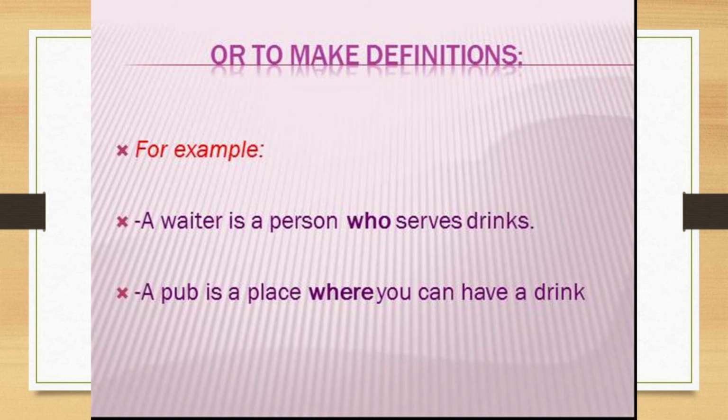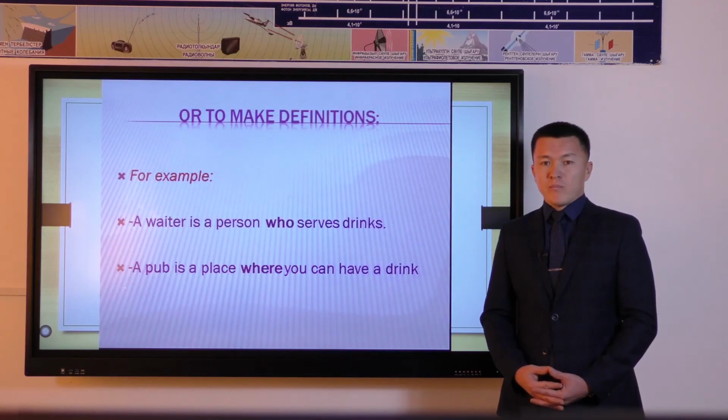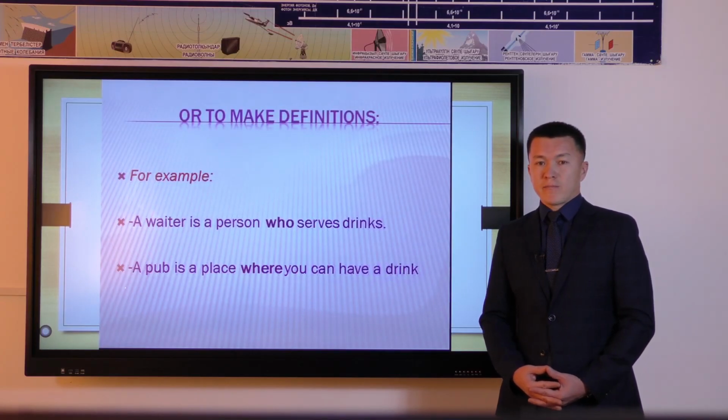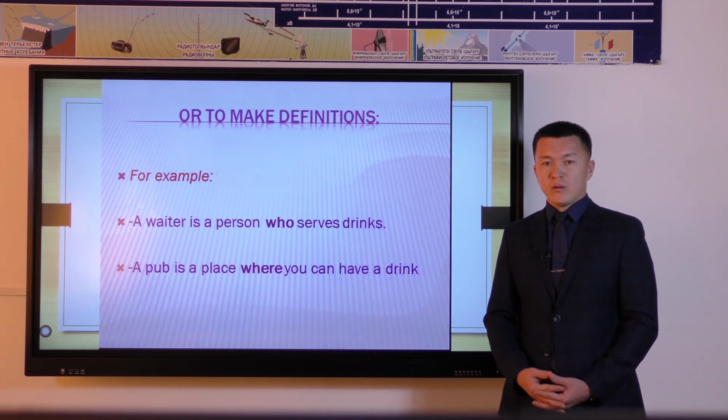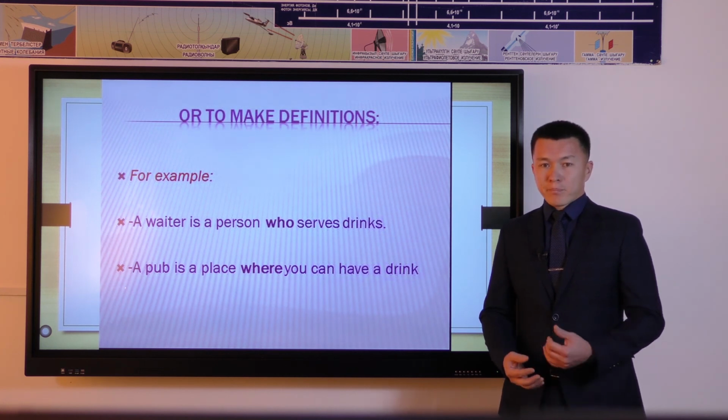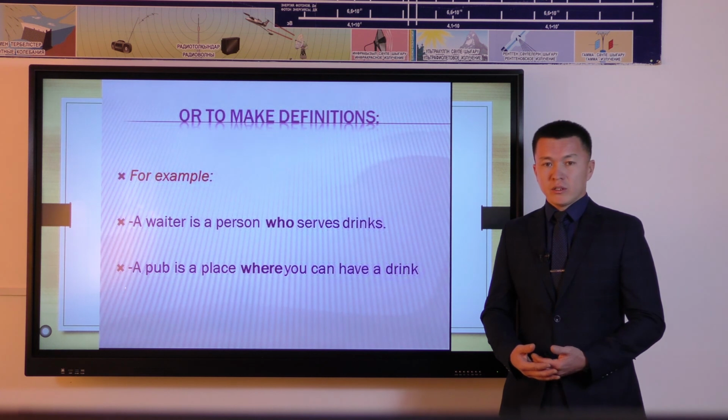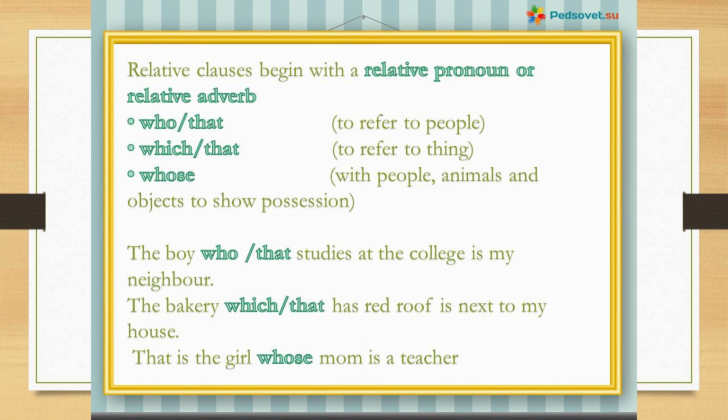Another rule is that they can be used to make definitions. For example, a waiter is a person who serves drinks, or a pub is a place where you can have a drink. You can see two relative pronouns here: who refers to the word waiter, and where refers to a place, like the word pub. And let's stop for each one individually.